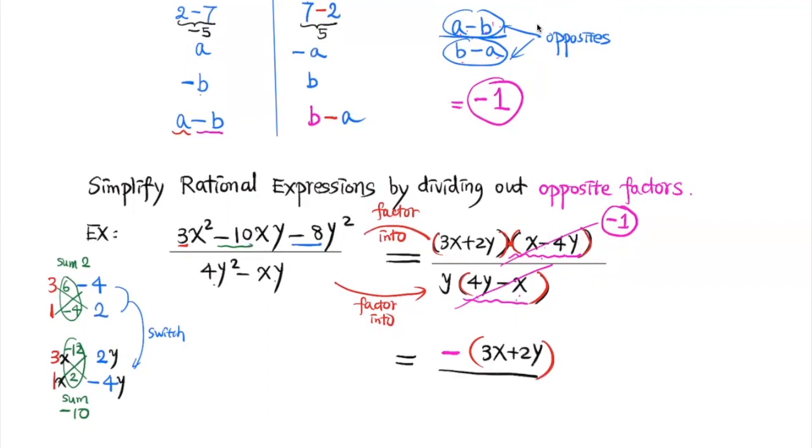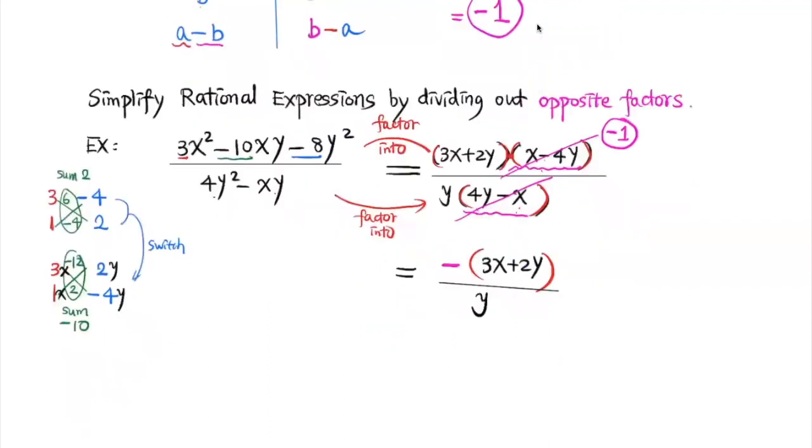In the denominator, we're left with y. Notice that this y and this y cannot be divided out because this is addition. So this y is not a factor of the numerator, and you cannot divide out the y and the y here.